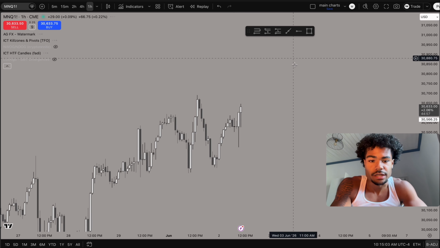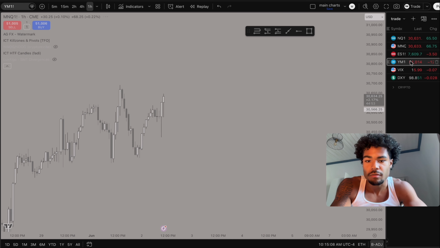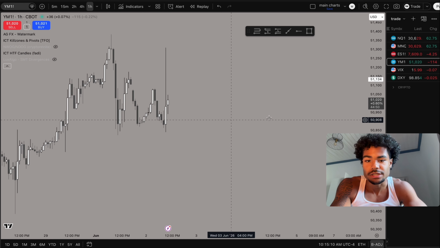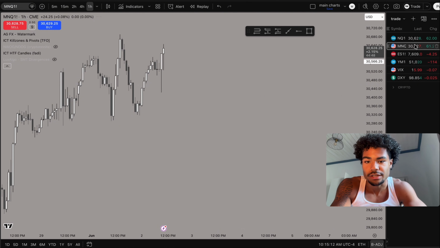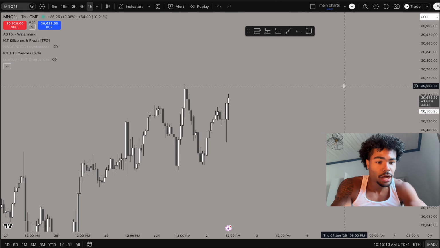What do I also recognize? We have an SMT with YM. Where's the SMT at? Let me pull up YM. SMT at the lows. You can see here, YM a lower low and Q higher low. With that being said, I'm like, all right, probably going to go higher.